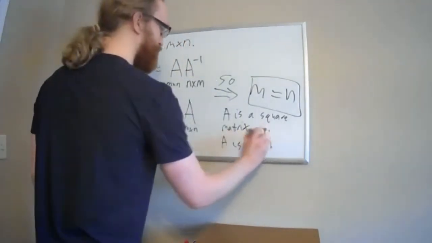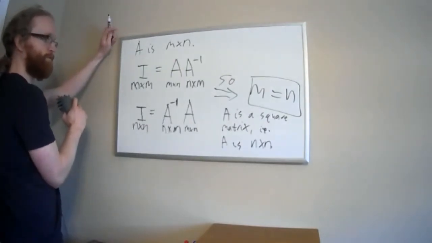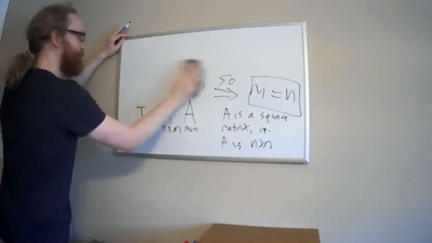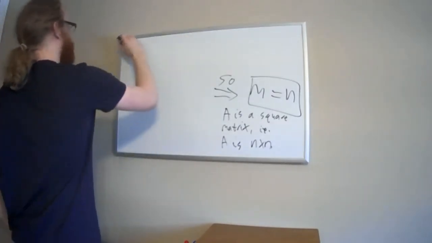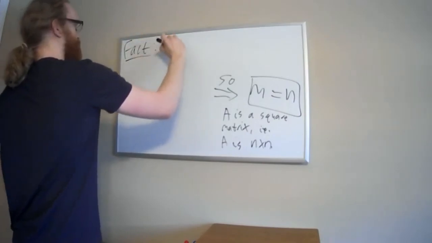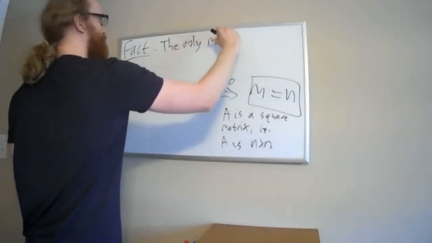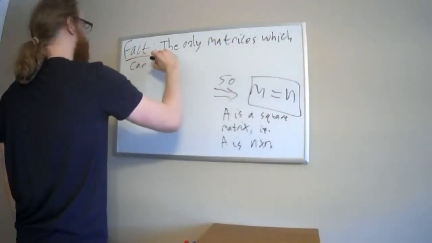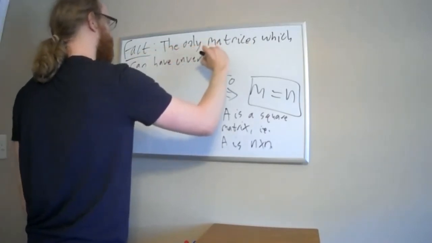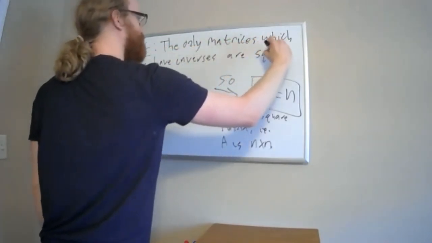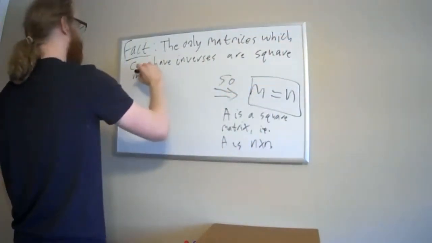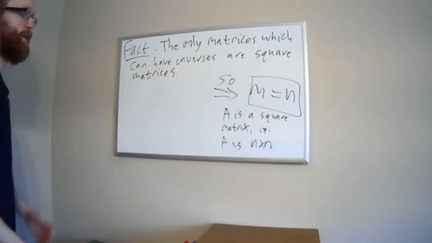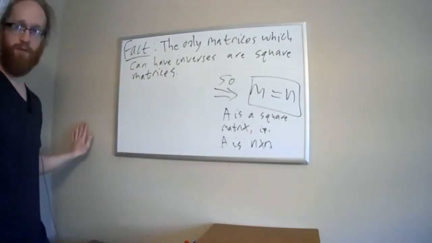Okay. So let me just summarize what we just did here, in case that was fast or confusing. Let's summarize this in a nice, neat statement. Here's our fact. The only matrices which can have inverses are square matrices. So the only way a matrix can have an inverse is if it has the same number of rows as it does columns. If those are different numbers, there's no inverse.